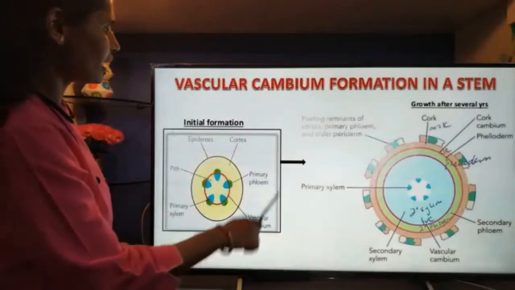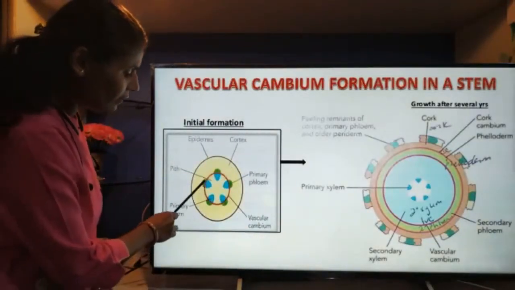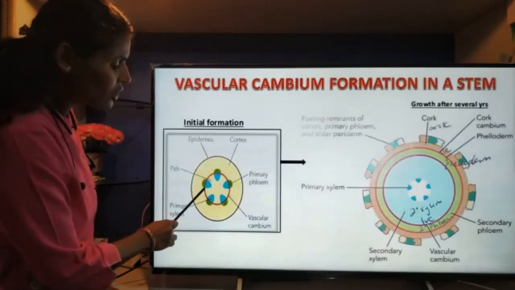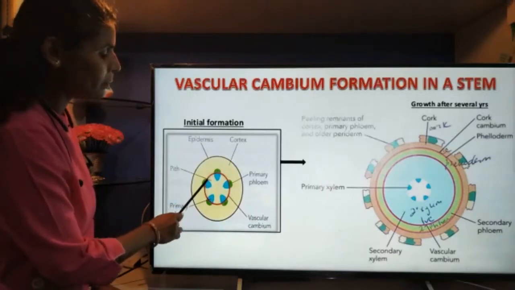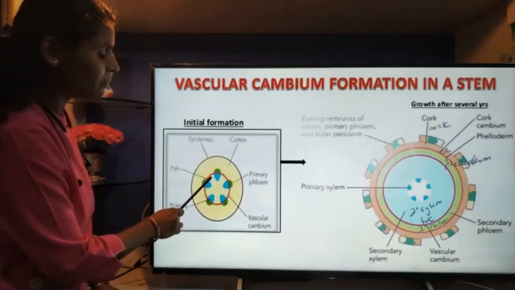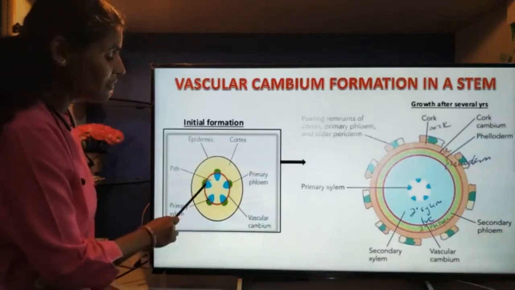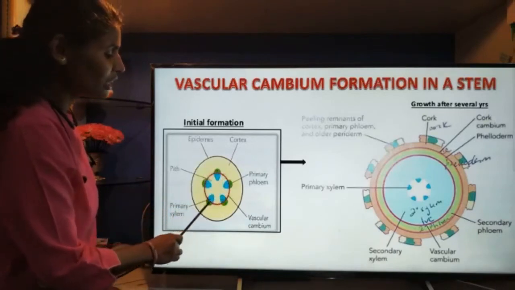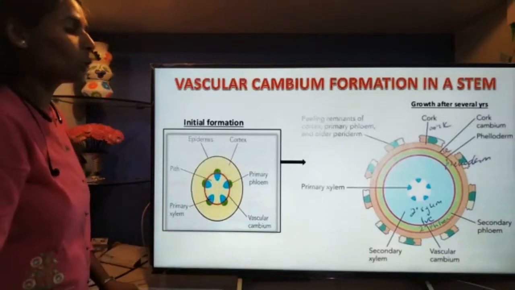So in this diagram, we can see the initial formation of the secondary growth, where the cambium present between the xylem and phloem is called intrafascicular cambium, whereas the cambium present in between the two vascular bundles is called interfascicular cambium. Due to the division and activity of both the intrafascicular cambium and interfascicular cambium, after the secondary growth there is a formation of a complete ring, which is otherwise known as the growth ring.